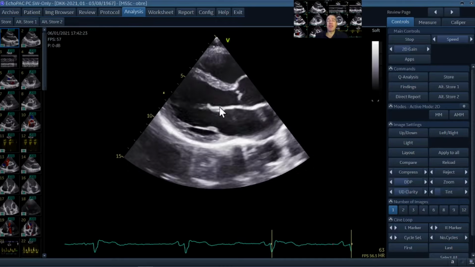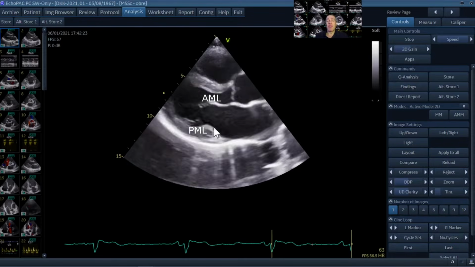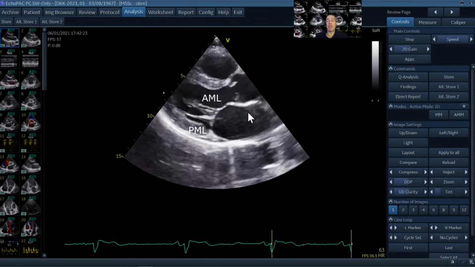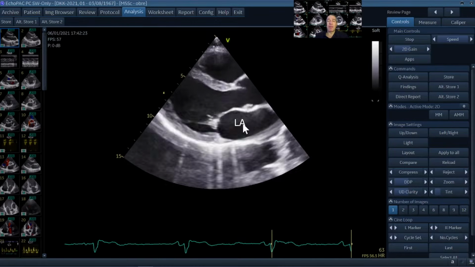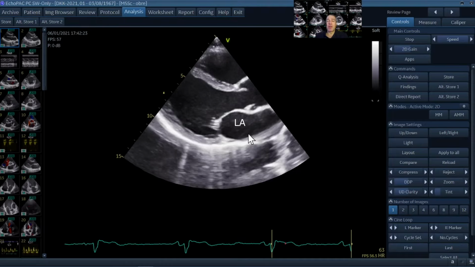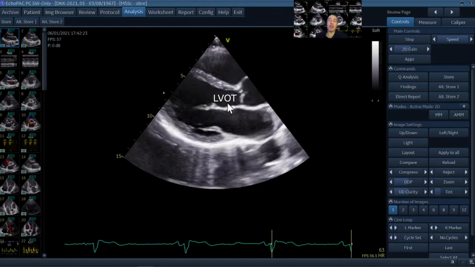The mitral valve should be in the middle of this plane with the anterior mitral leaflet and the posterior mitral leaflet, and then this is obviously the left atrium, which can be measured here in an anterior-posterior direction. Then we have the left ventricular outflow tract.